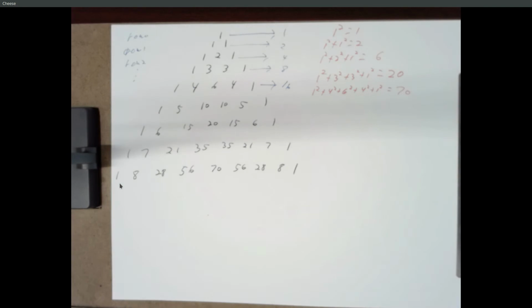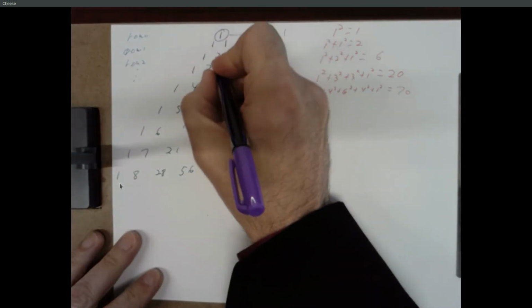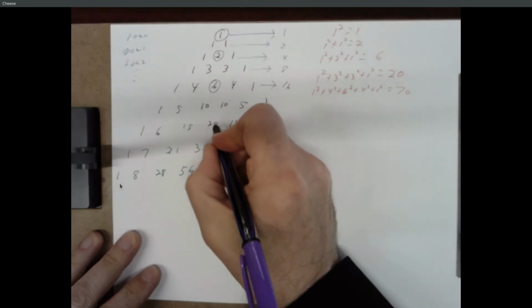So if we add the squares of the numbers across each row, we get these peculiar numbers. But there's a 1, there's a 2, there's a 6, there's a 20, there's a 70. So if you add up the square of the elements on row R, you get the middle element on row 2 times R, which is kind of cool.